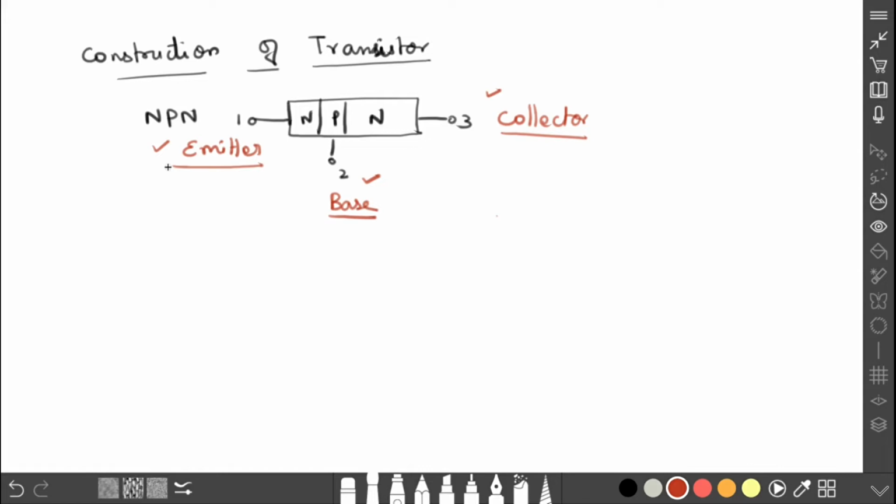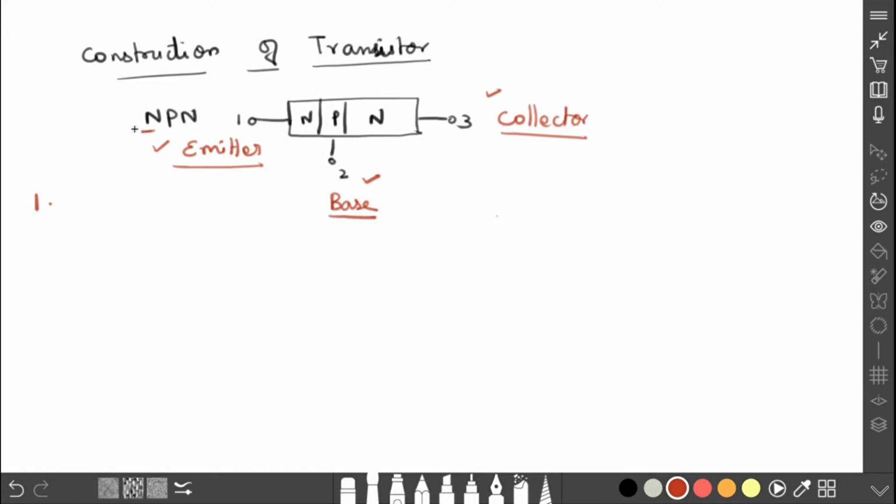Let us discuss these three terminals in detail one by one. First one, the emitter. From the name we can understand very clearly that the emitter is the part that will provide the charge carriers in large numbers. Its duty is to emit a large number of charge carriers. So in the case of NPN, the emitter is N.